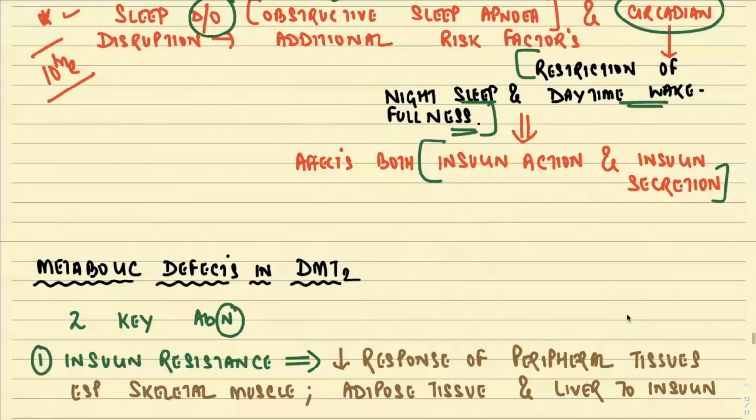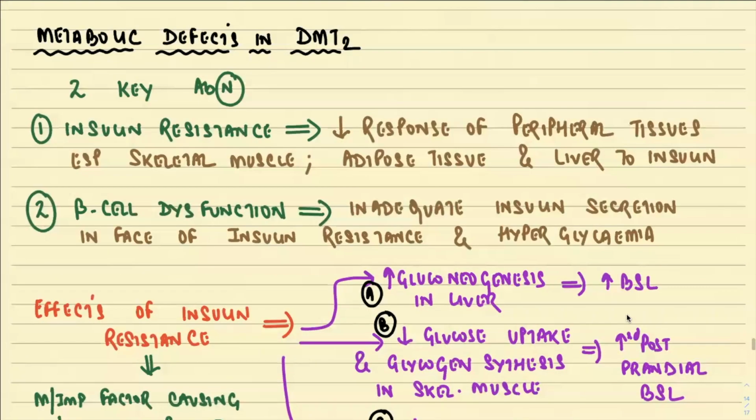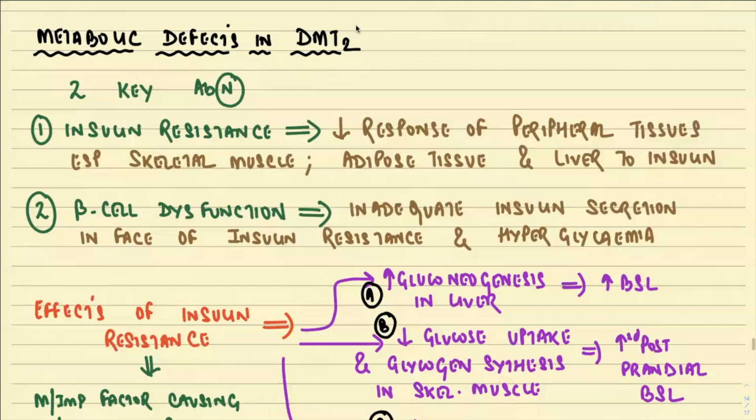Okay, because if you alter this normal circadian rhythm, then you are at risk of developing type 2 diabetes mellitus. Now, what are the metabolic defects in type 2 diabetes mellitus? Let us discuss the metabolic defects in type 2 diabetes mellitus. There are two key abnormalities seen in type 2 diabetes mellitus. One is insulin resistance, the development of insulin resistance. And the second is beta cell dysfunction.